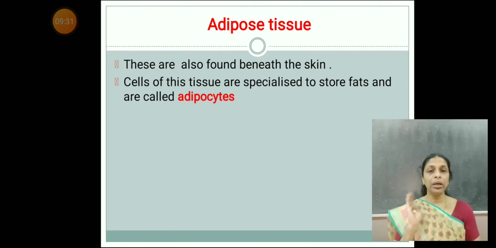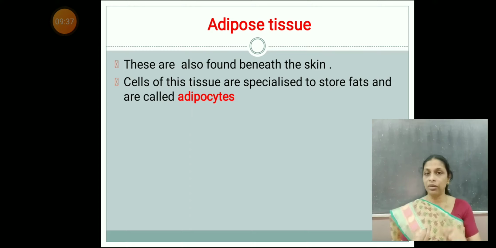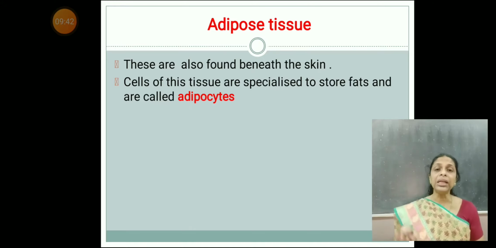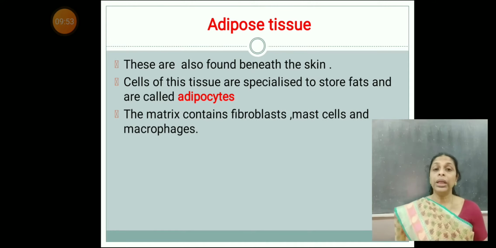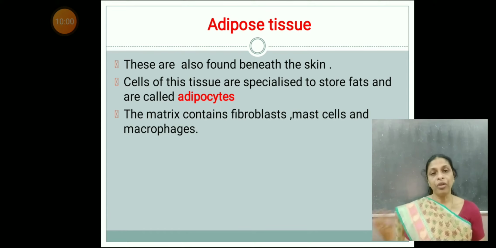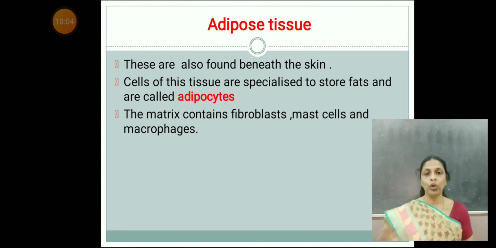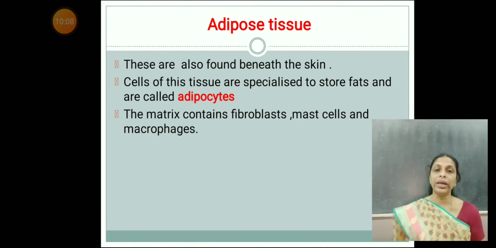Hope it's clear. So in areolar tissue we find different types of cells. Which are the different types of cells? Like fibroblasts, fibers, mast cells, macrophages, etc. Whereas in the case of adipose tissue, all the cells which are found in the matrix of the adipose tissue are called adipocytes. And what is the function of adipocytes? The adipocytes help to store fat. Now in addition to adipocytes, we find the same fibroblasts, mast cells and macrophages. Hope it's clear. So these are the points that you have to remember for adipose tissue.